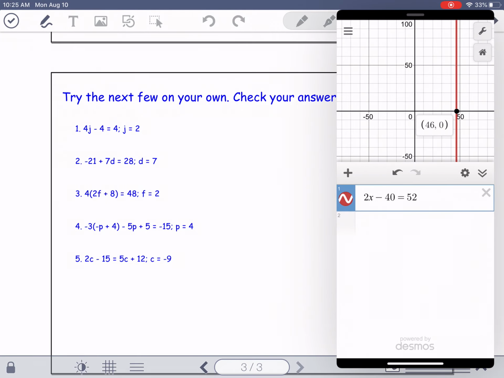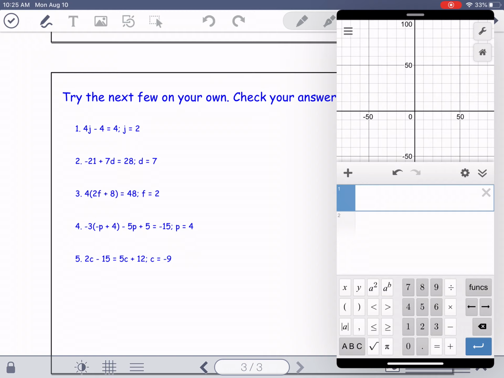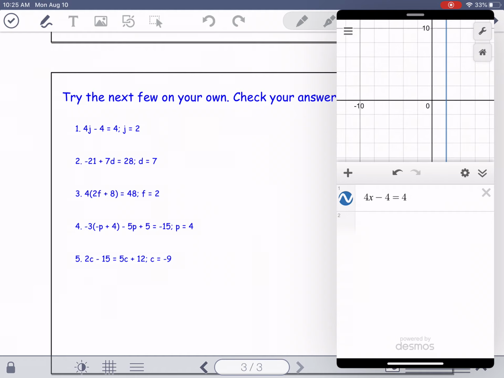All right, before you go and do your assignment, let's type these in, and let's make sure that we can get the answer that we're looking for. First thing you got to remember, replace whatever variable with an x. Now, it's really handy to do a split screen on your Chromebooks, and that will make toggling between your problems and your calculator easier.